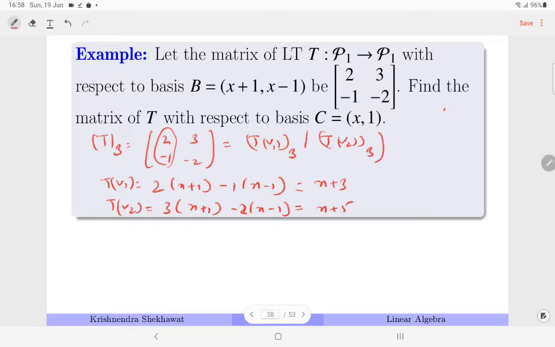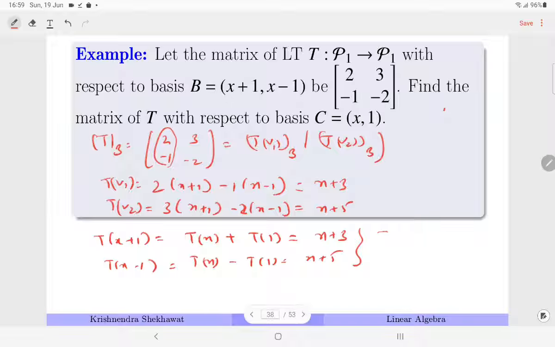So now T of x plus 1 can be written as T of x plus T of 1, because T is a linear transformation, which is x plus 3, and T of x minus 1 can be written as T of x minus T of 1. If I add them, then adding them gives me T of x is 2x plus 8 by 2, which is x plus 4. If I subtract them, then T of 1 becomes minus 2 by 2, which is minus 1.